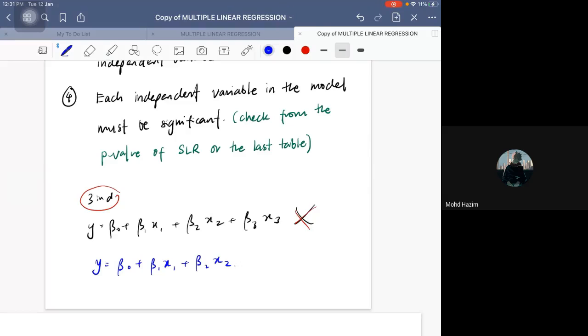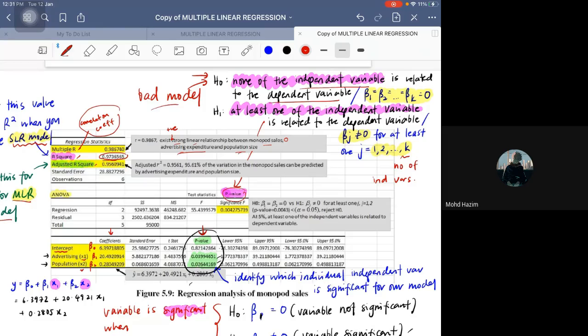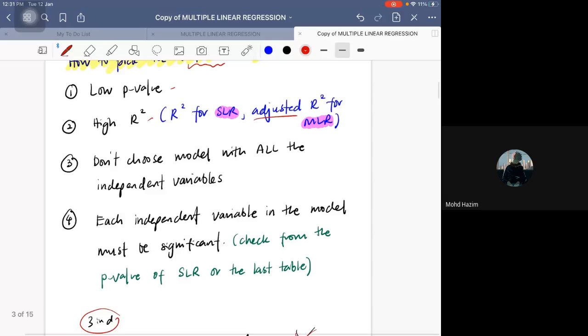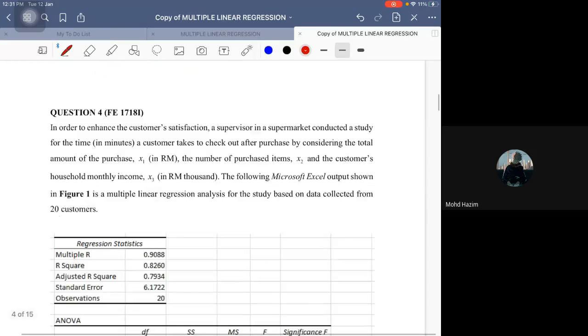How do we actually figure out which one is the best? If I want to pick this model, I have to find from the output that x1 has to be a significant variable, and x2 must also be a significant variable. And how do we find whether they are significant or not? That is going to be from the p-value over here. That tells you whether or not the individual variable is actually significant. So that is going to be the rule of model selection. As long as your model satisfies all these 4 conditions, then that is likely going to be the best model.